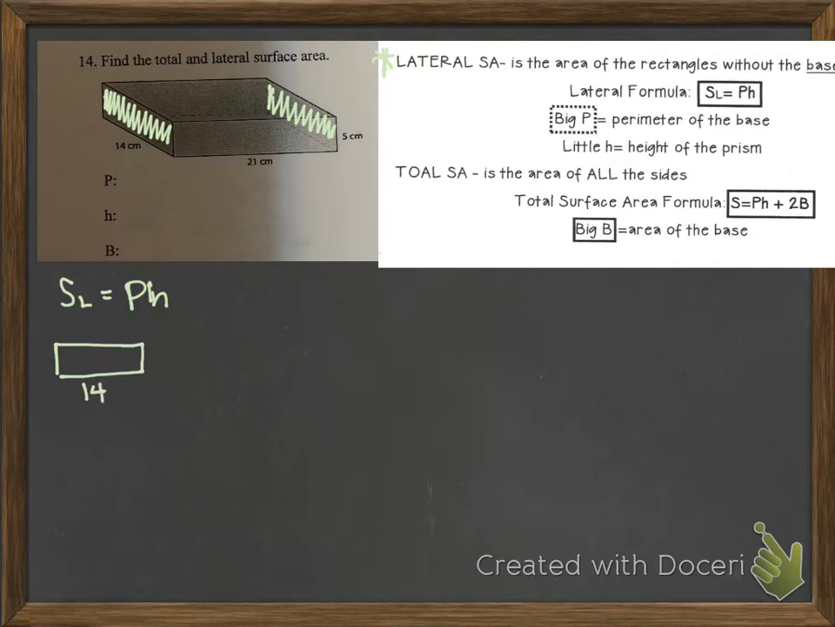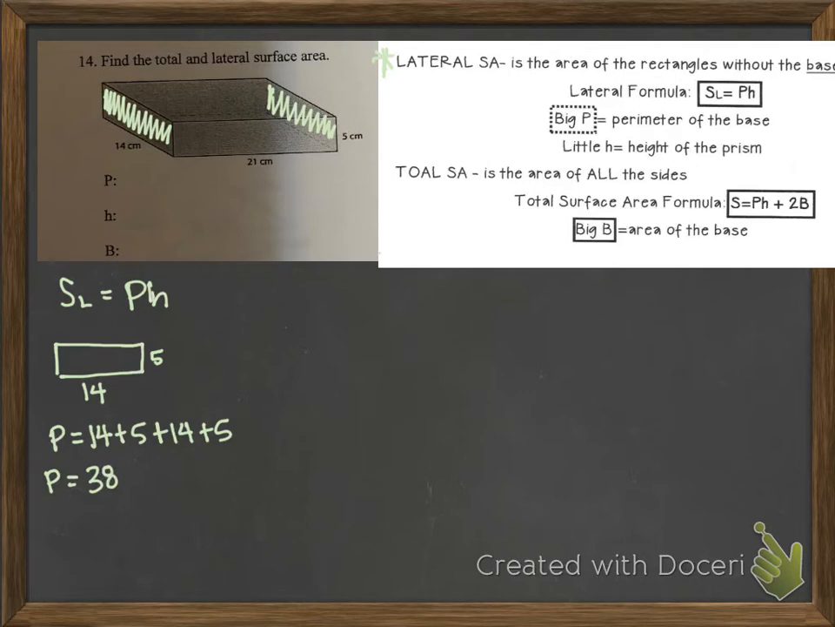This side is 14, this side is 5. So perimeter of the base means that you're going to add up all the sides. So 14 plus 5 plus 14 plus 5. And that's your big P. Okay, so press pause and do that. Okay, so you should have gotten that your big P is 38.